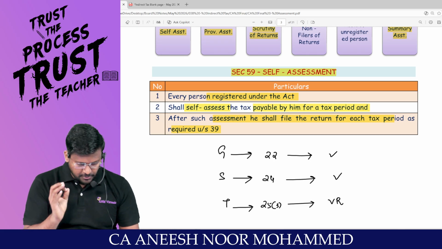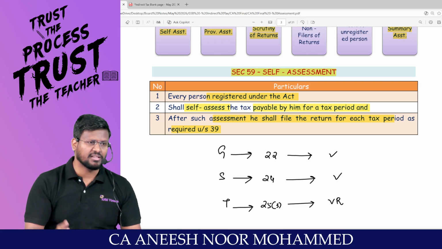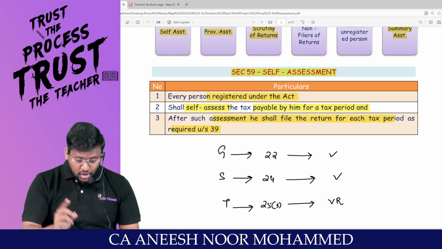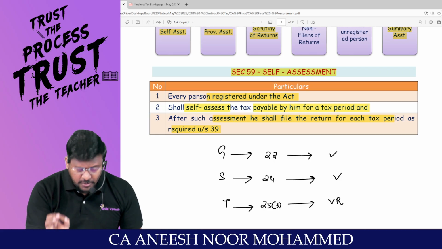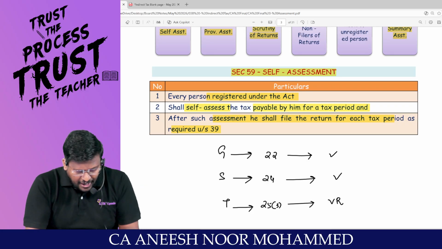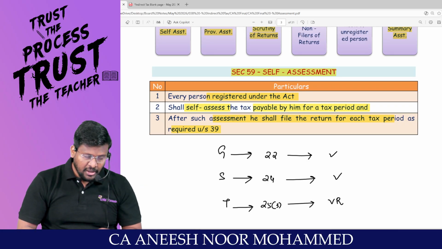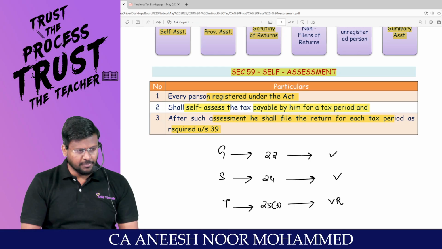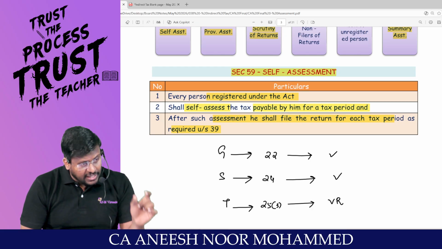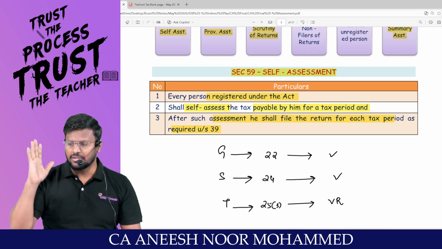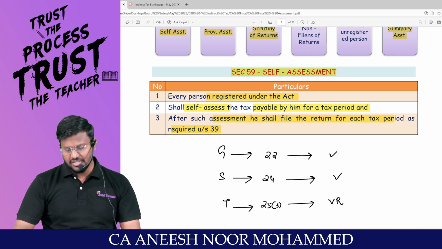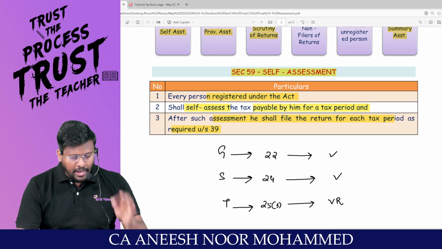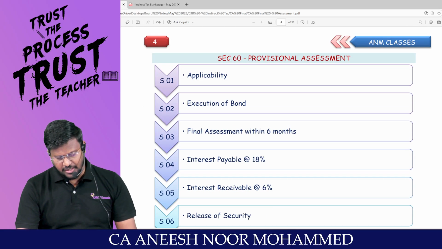Self-assessment. In the sense, every person registered under this Act, please be with me, shall self-assess the tax payable by him. You yourself have to do the self-assessment for a particular tax period. And once you complete that self-assessment, you have to file the return for each tax period as required under section 39. This is called self-assessment. An assessee who knows everything will do what assessment? Self-assessment. Are you all really with me?